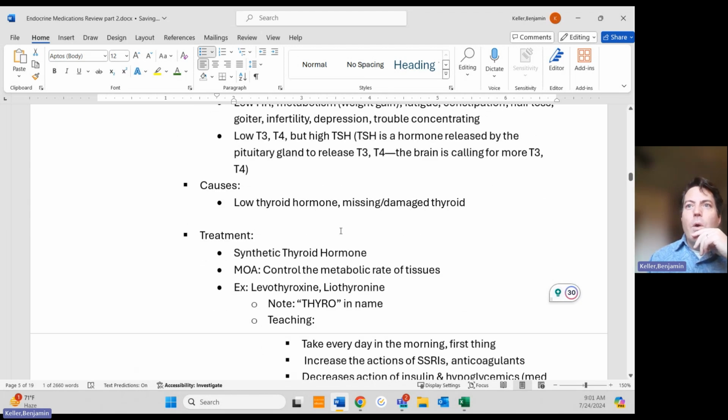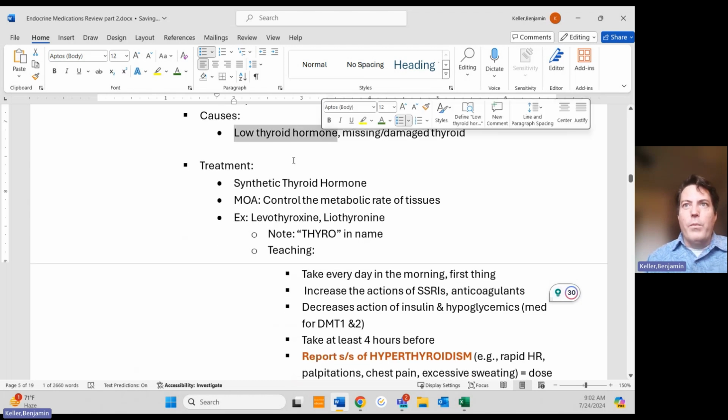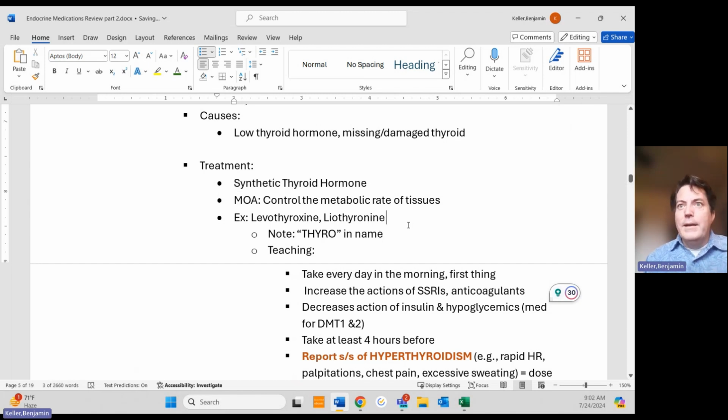So the cause of that's going to be low thyroid hormone or missing or damaged thyroid. And maybe it's something that we cause because maybe like my mother, we took out her thyroid because she was making too much. So we give people who have low thyroid hormones synthetic thyroid hormone. Makes sense, doesn't it? Oh, okay.